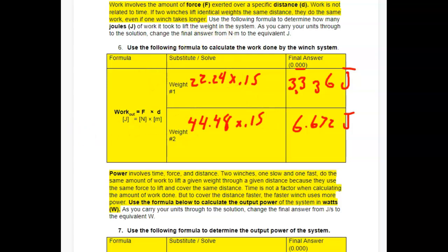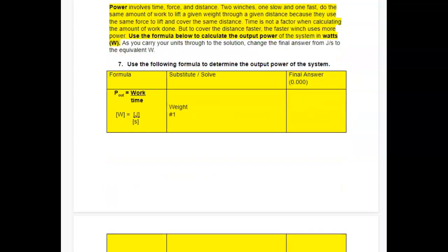And now we can go down here to close this out, and we'll look at the power. All right, so power involves time, force, and distance. Two winches, one slow and one fast, do the same amount of work to lift a given weight through a given distance because they use the same force to lift and cover the same distance. So same work if you have the same weight and same distance.